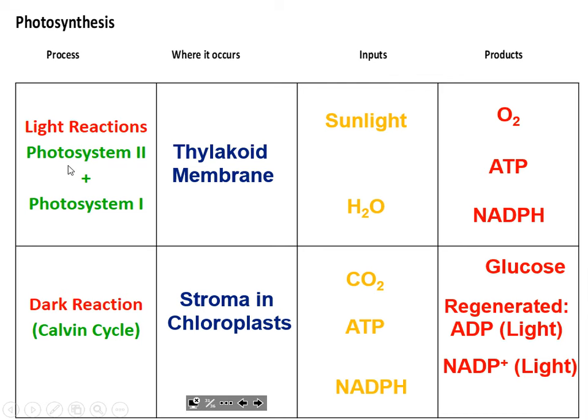So we have this data table of photosynthesis that is telling us the inputs, what we need for photosynthesis. It's telling us what is made from photosynthesis, and specifically in each part, the light reaction, the dark reaction, or the Calvin cycle. Any questions for me on this particular diagram?